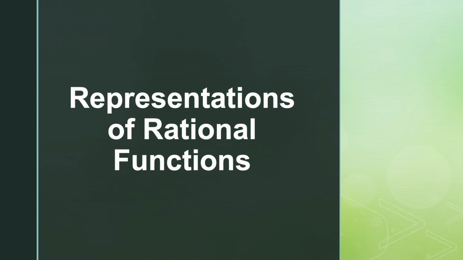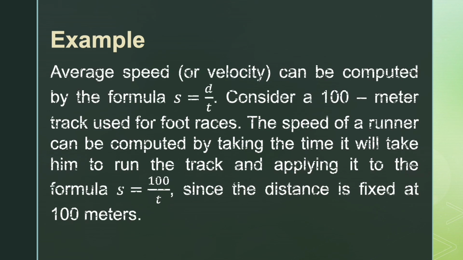For our last discussion, we have representation of rational functions. Consider the following example. Average speed or velocity can be computed by the formula s equals d over t. Consider a 100-meter track used for foot races. The speed of a runner can be computed by taking the time it will take him to run the track and applying it to the formula s equals 100 over t, since the distance is fixed at 100 meters.